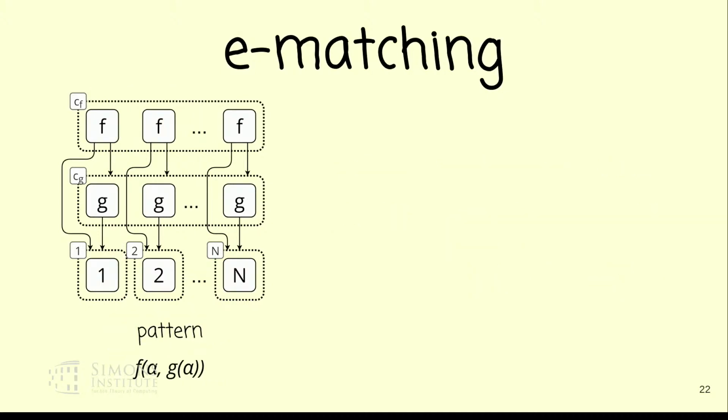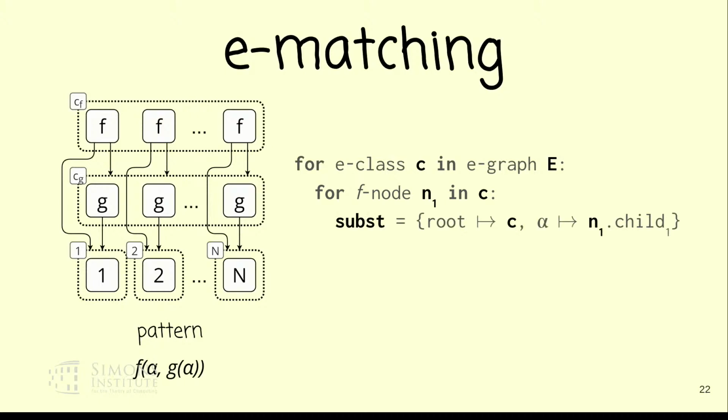All right, so let's implement E-matching. It's a top-down backtracking algorithm. If you've ever written a pattern matcher, it looks very similar to that. And the E part turns out to be not that difficult. You just loop. We're looking for our pattern f(alpha, g(alpha)). Well, first let's go over every E-class. Not too bad. Now, in that E-class, let's just find all of the f nodes. Easy peasy. Once we have found an f node, we can start building up our substitution.